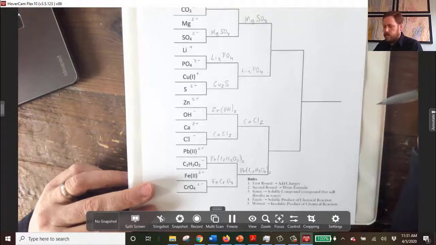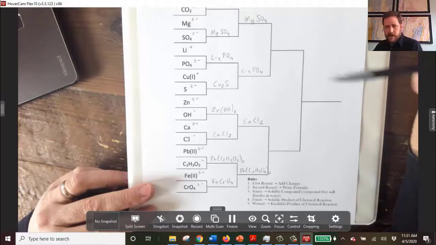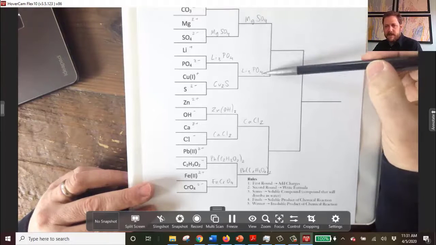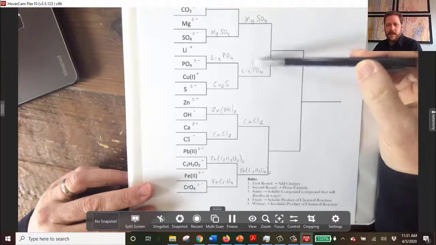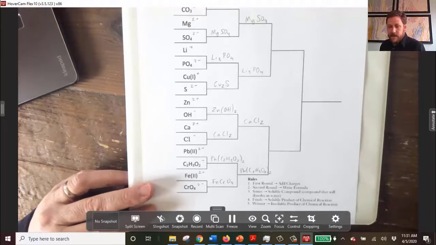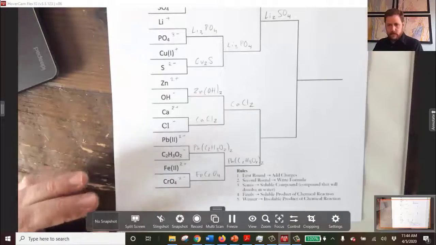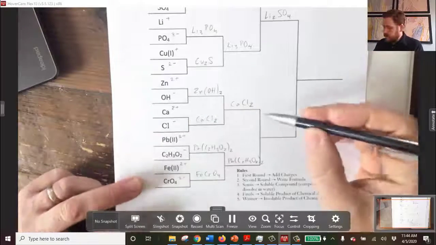So which of those two is going to be the soluble product of that chemical reaction? Magnesium phosphate would be insoluble because phosphates are insoluble. But lithium sulfate, since it's a lithium compound, which is an alkali metal, would be a soluble compound. So we'll do the same trick for the last one here.